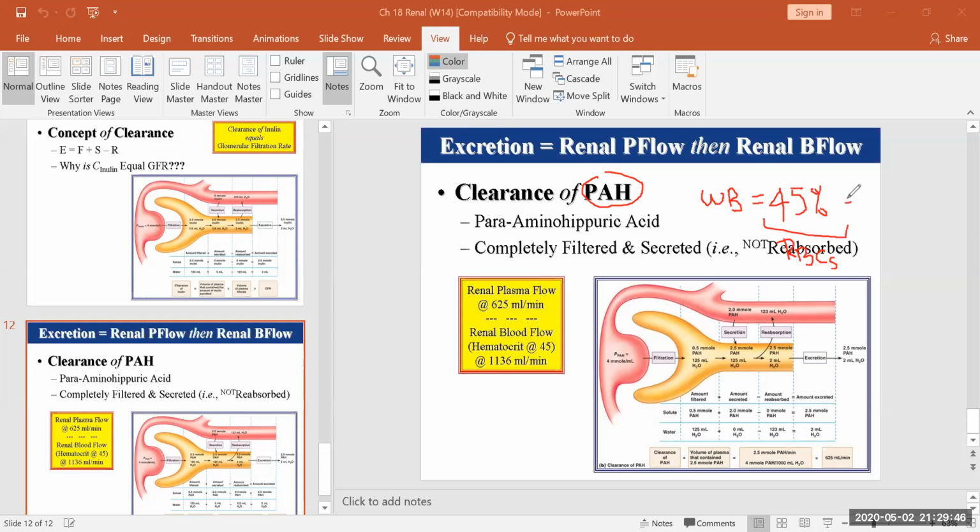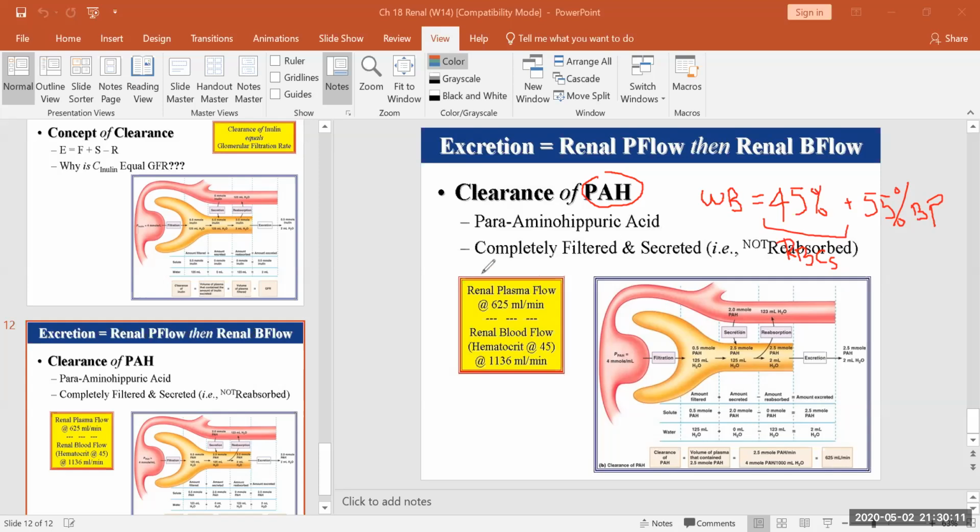Less than 1% of it, so we ignore that. The white blood cells and platelets are less than 1%, so we ignore that. And then the remaining 55% is your blood plasma, the water-based blood plasma. Okay?